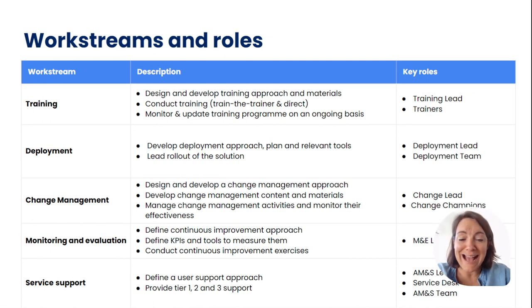Monitoring and evaluation is absolutely critical, especially during the piloting and scale-up phases, but also during operational support. Now, an M&E lead will be responsible for defining a continuous improvement approach. We call it continuous improvement because we want to continuously improve the product, solution, and rollout of the system over time. And in order to do that, this lead is going to have to define key performance indicators in partnership with the Civil Registration Department and their objectives, along with the tools to measure them.